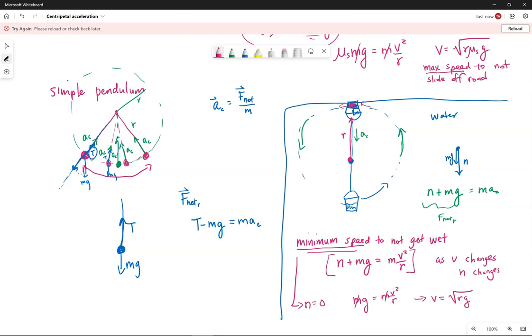So we're going to go through a number of conceptual examples as well as problem examples in terms of setting up the problems and solving them. So look for that next.